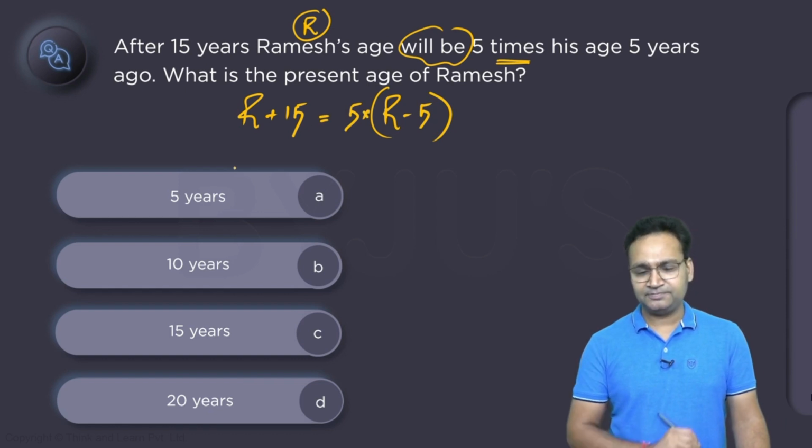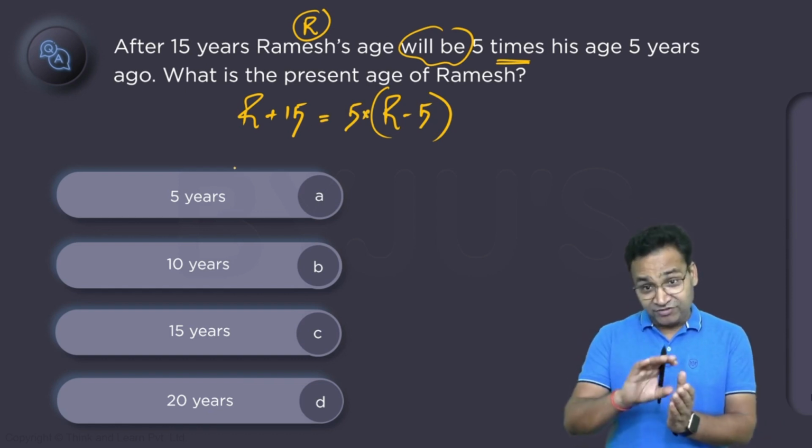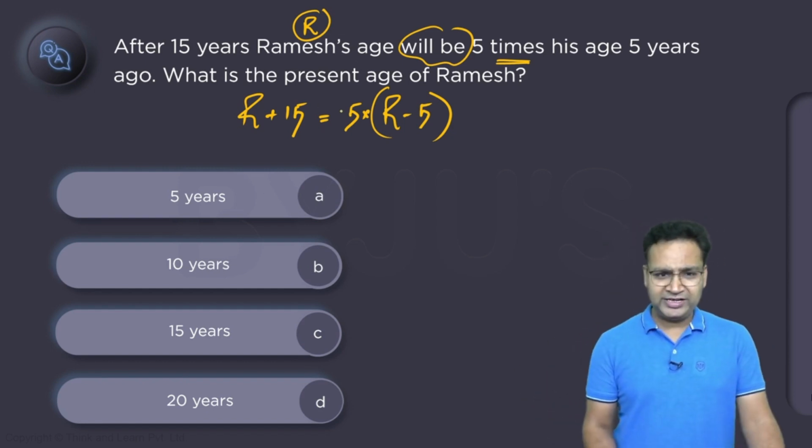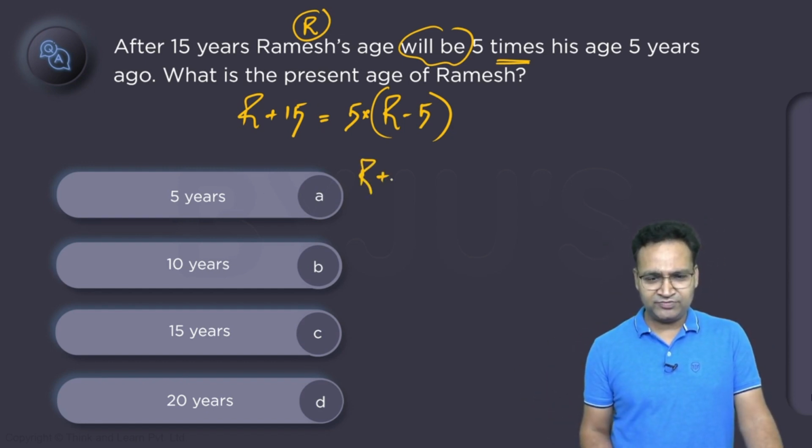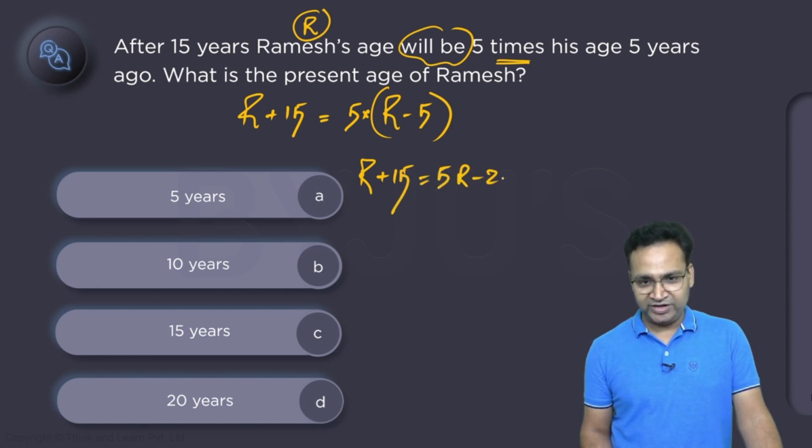Clear? Right? 5 times his age 5 years ago. So let's simplify this. R plus 15 is 5R minus 25. So 4R I will get is 40. So R is equal to 10.